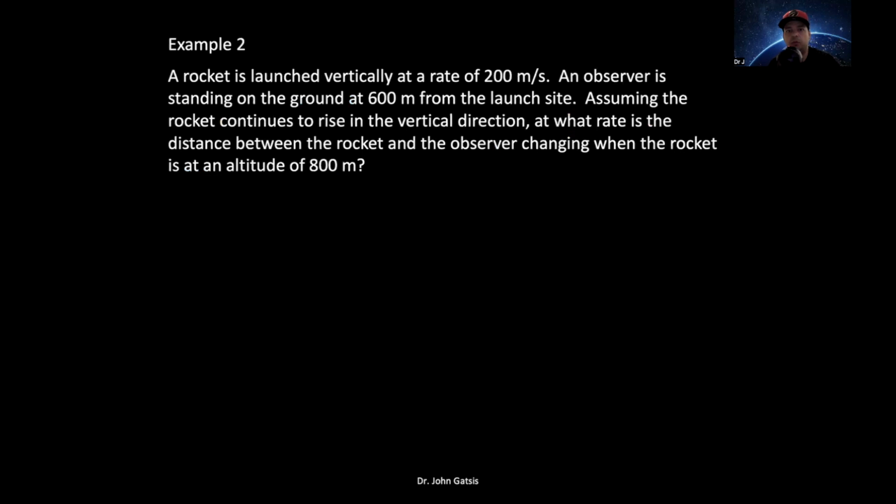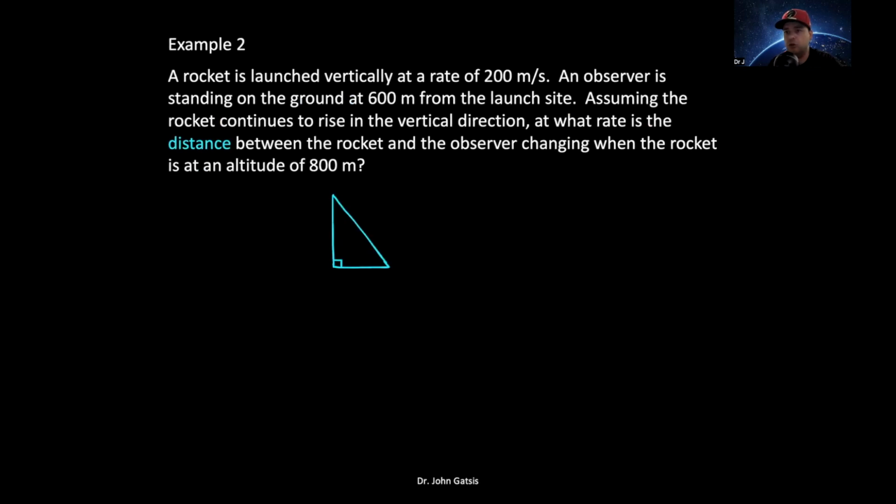In this next example, we have a rocket being launched, and we see that the observer is standing on the ground 600 meters from the launch site. We want to see how fast the distance between the rocket and the observer is changing when the altitude of the rocket is 800 meters. Now, it's a Pythagorean theorem question. You can draw a triangle for that.